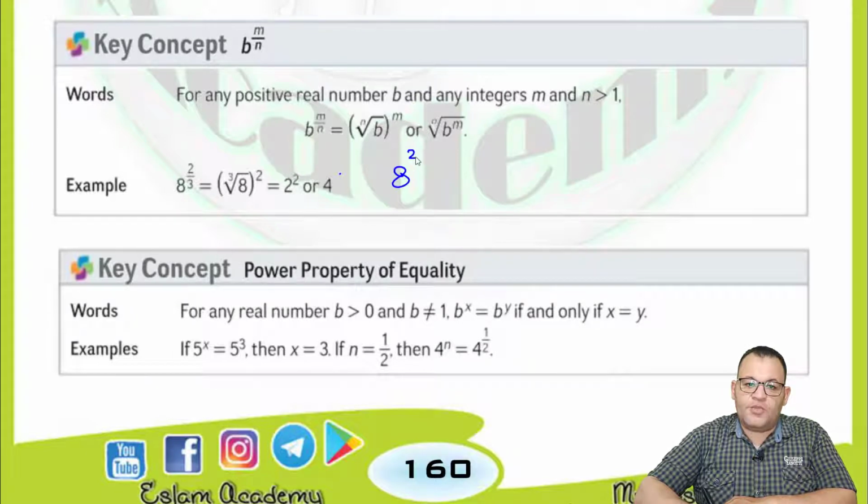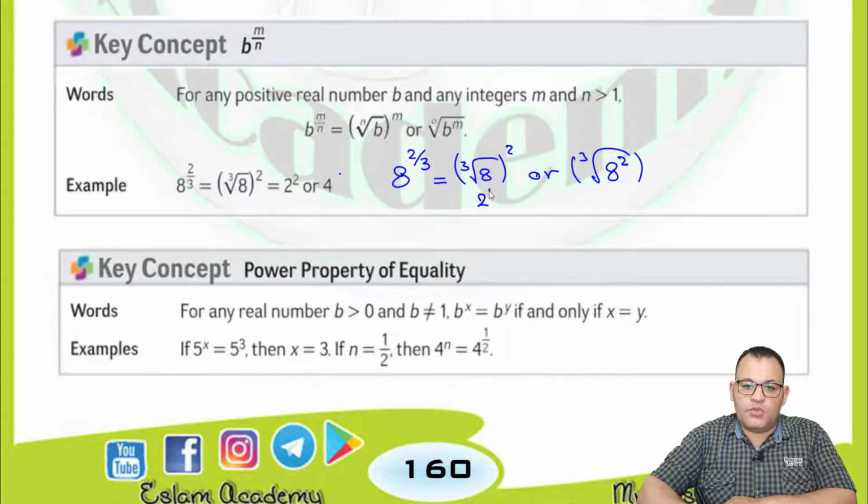Suppose that we have 8 to the power 2 over 3. It will be equal to the cubic root of 8 all to the power 2, or we can say it will be the cubic root of 8 to the power 2. So we can find the value of the first one: the cubic root of 8 equals 2, to the power 2, which equals 4. And the cubic root of 8 to the power 2 equals the cubic root of 64. The cubic root of 64 equals 4, so they will be the same. So we can say that b to the power m over n is equal to the nth root of b all to the power m, or the nth root of b to the power m.